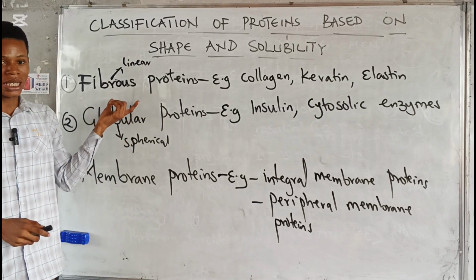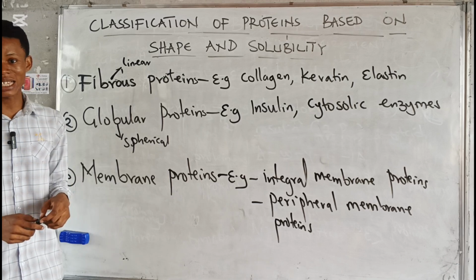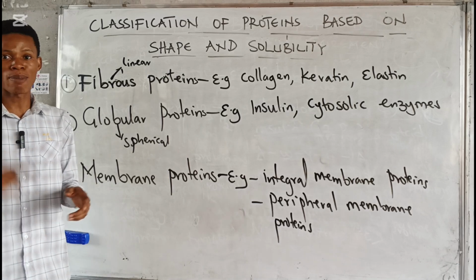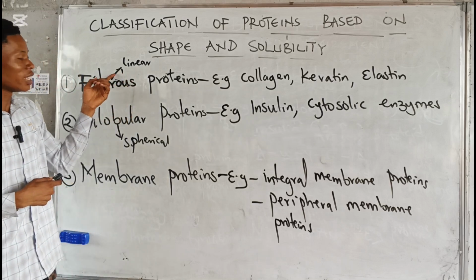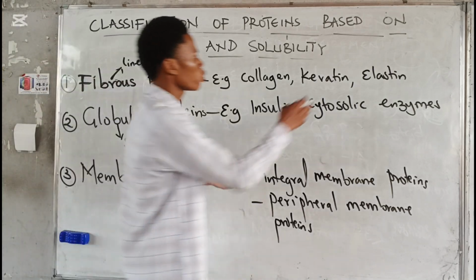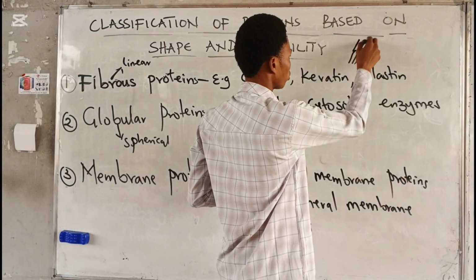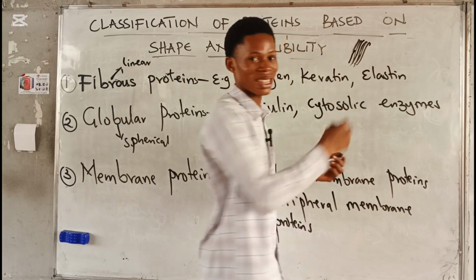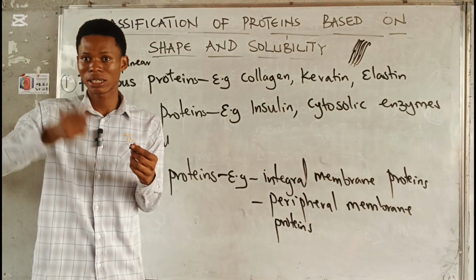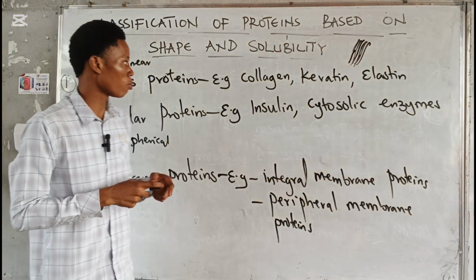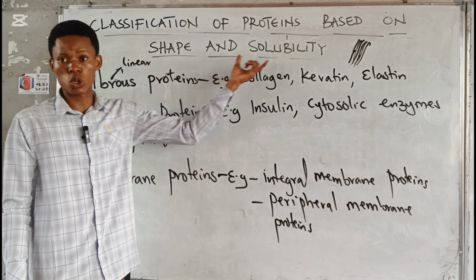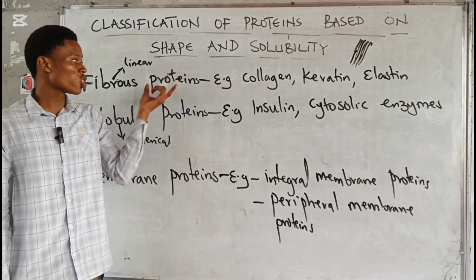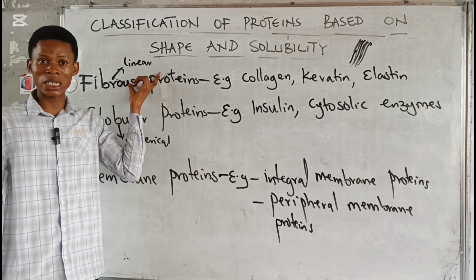as the name implies, they are fiber-like. They look like fiber, thread, line. They are linear. So fibrous proteins are like this, just like that, thread-like, fiber-like. That's what we're talking about. And remember, we are looking at the protein under shape and solubility. We've seen the shape. That the shape of fibrous protein is linear, right?